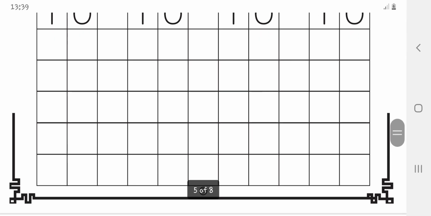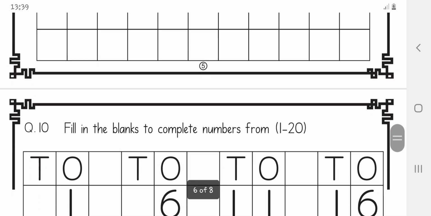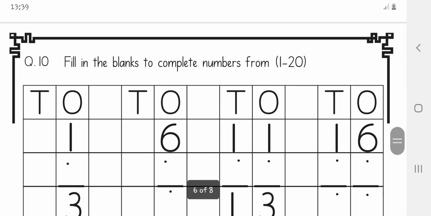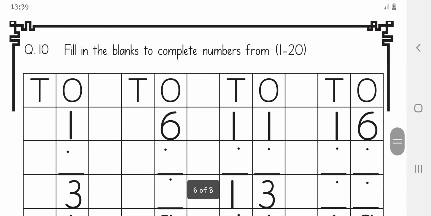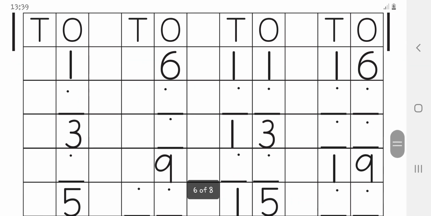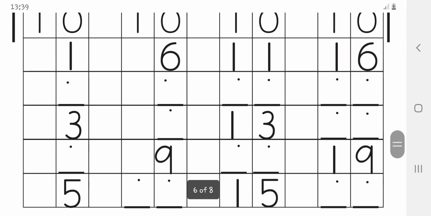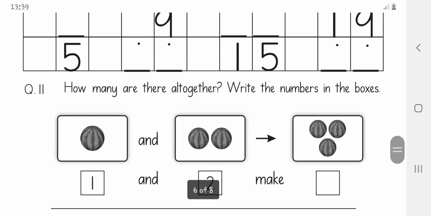Here the trick is that the students write them in the proper column. They can go from left to right or from top to bottom, whatever you think is comfortable for the students to do. Question number 10 is fill in the blanks to complete numbers from 1 to 20. Here they are going from top to bottom. So 2 is missing, 4 is missing, here 5 is missing, 6 is missing, 10 is missing. So they have to write the numbers in their correct spaces.